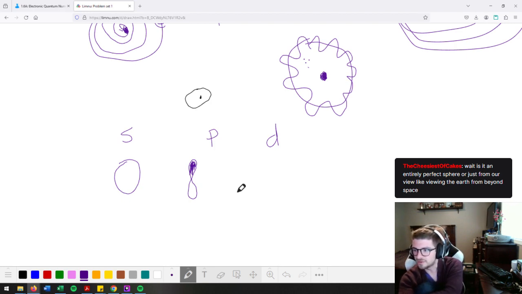Wait, is it an entirely perfect sphere, or just from our view, like viewing the Earth from beyond space?